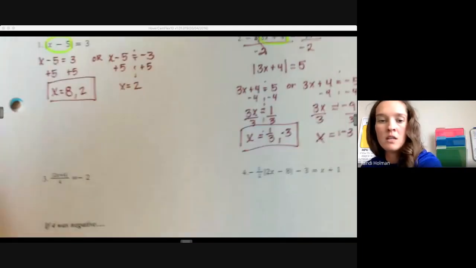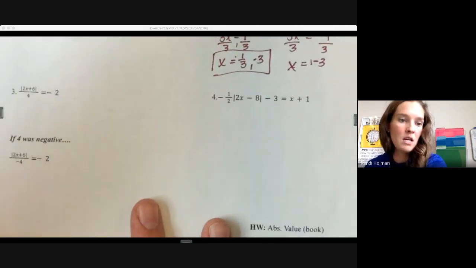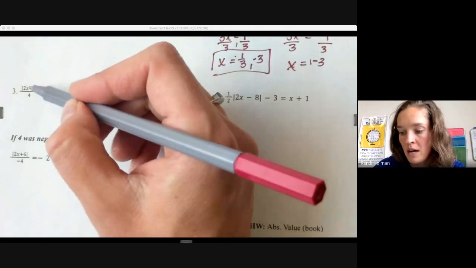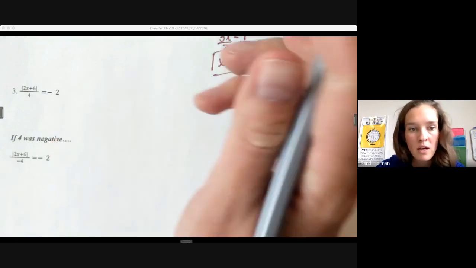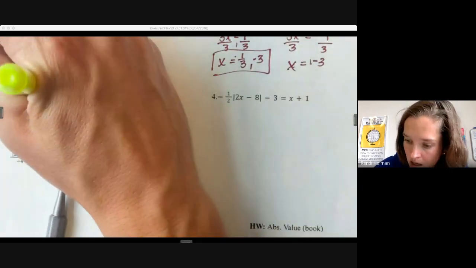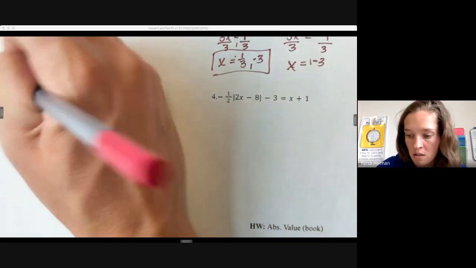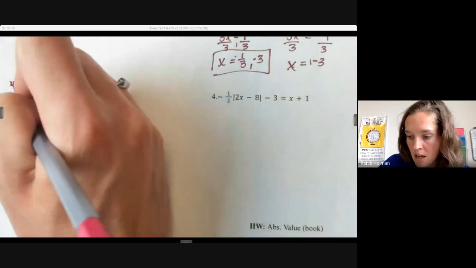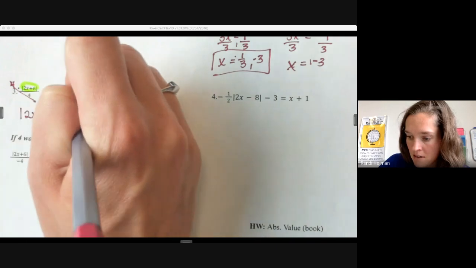All right, moving on. Example 3 here. If we have 2x plus 6, the absolute value of that over 4 equals negative 2. So again, our first goal is to get this thing by itself. So right now we're dividing it by 4. So to get rid of that, we multiply by 4. We end up with absolute value of 2x plus 6 equals negative 8.